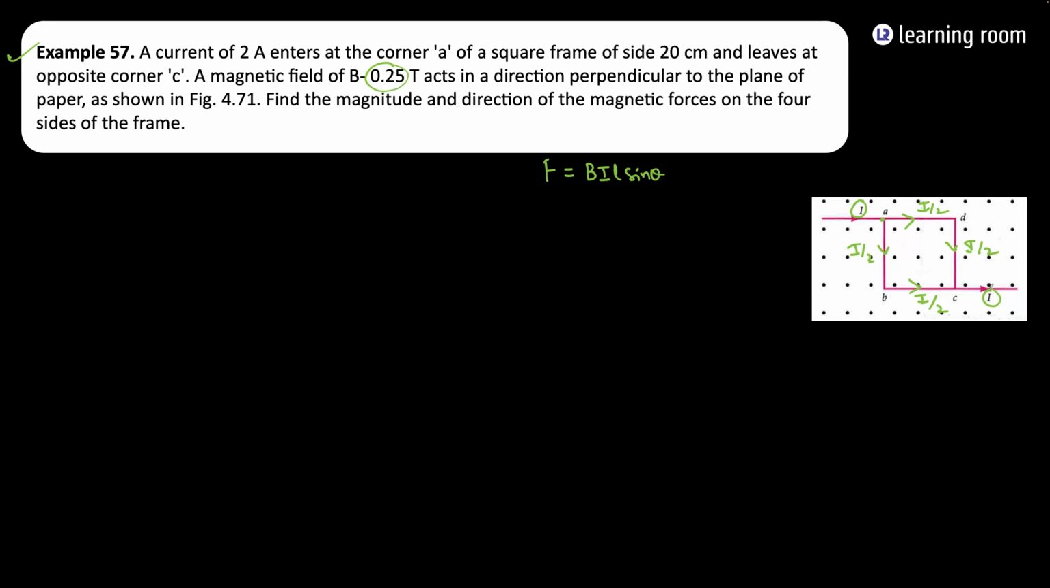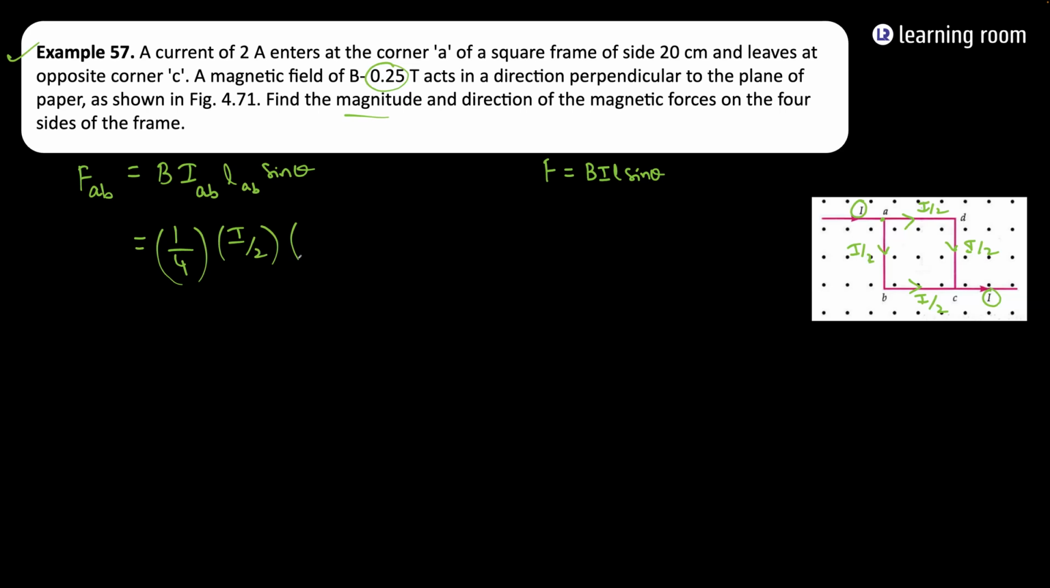Makes sense? So what is the question? Magnitude and direction of magnetic force on four sides of the conductor. They didn't ask for individual values. So for me to calculate FAB, I'll take this side. For FAB, what should I write? Magnetic field into current in AB, length of AB into sine theta. Makes sense? I didn't write BAB because the magnetic field is the same for every conductor. So what is the magnetic field? It is 0.25, which is going to be 1 by 4, into what is the current that is flowing across AB? I by 2. And what is going to be the length of it?